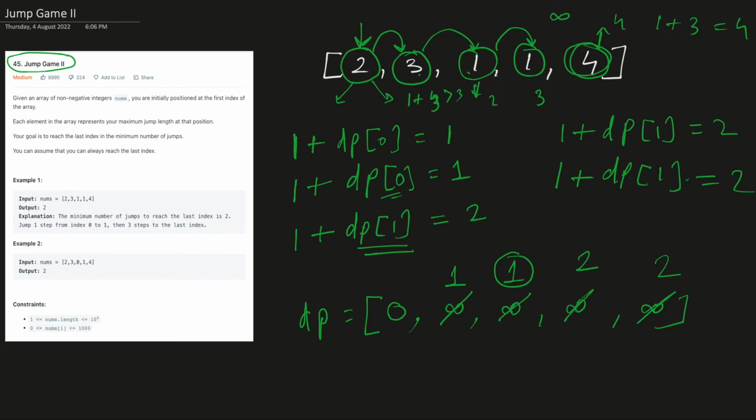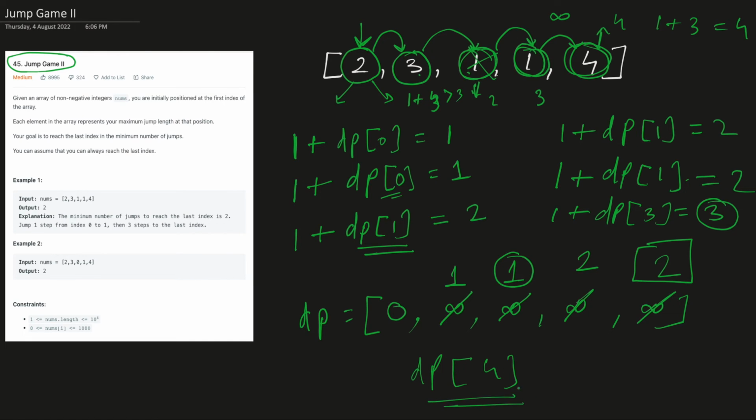Now let's check for 1. We cannot reach 4 from 1. Okay, so we will not do anything. Can we reach 4 from this index? Yes, we can. So what are the minimum steps? That will be 1 plus dp of 3, and that is equal to 3. But is 3 less than 2? No, then we will not be updating this. So in the end, whatever number is stored in this position will be our answer. So we will just be returning dp of 4, and this is the answer.